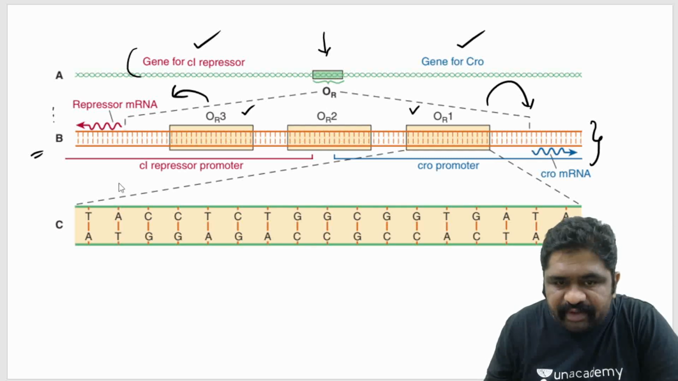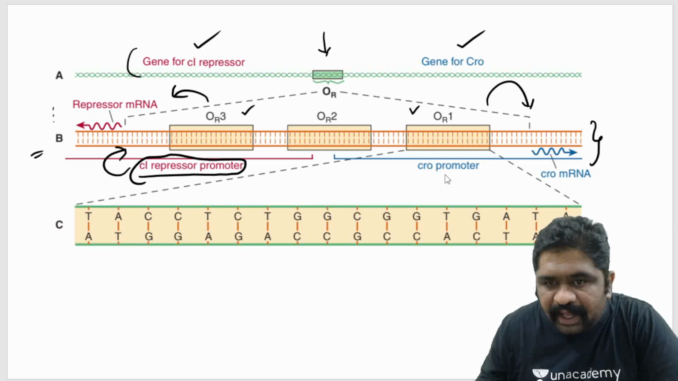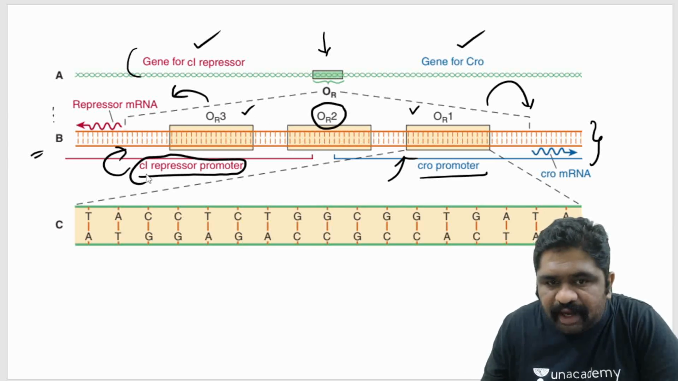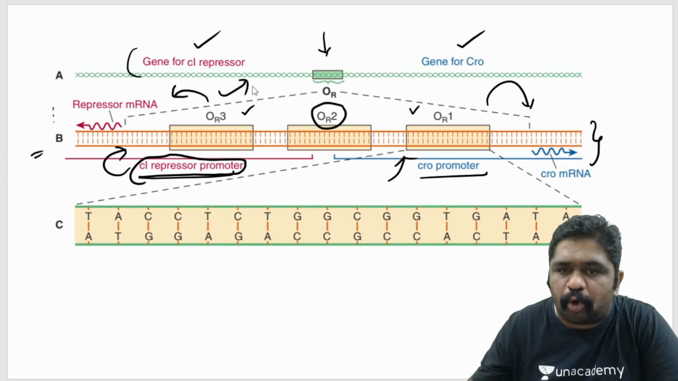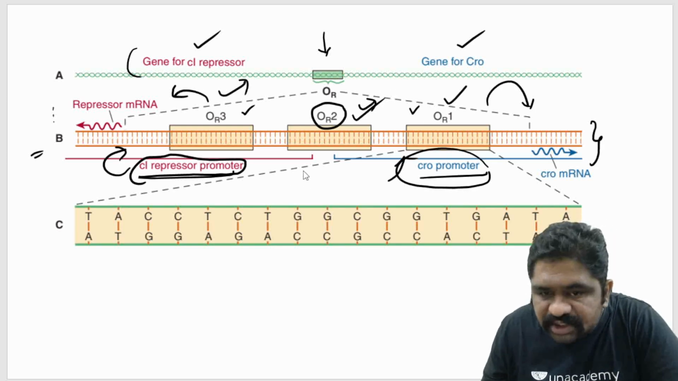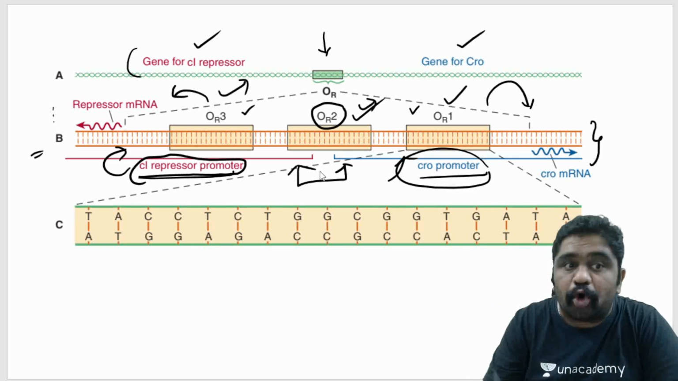Now you will have the CI repressor promoter coming in this area and the CRO promoter coming in this area. If you watch very carefully, OR2 will have an overlap with the CI repressor promoter. The CI repressor promoter will be over OR3 and OR2, while the CRO promoter will be over OR1 and OR2. This is why these particular lines matter. So there is something called an overlap.